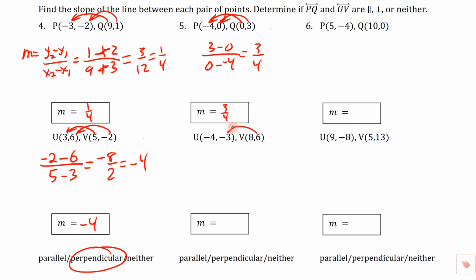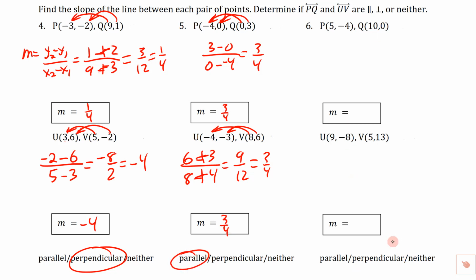And then again, y2 minus y1 over x2 minus x1. So 6 minus 3 and 8 minus 4. So this is going to be a plus, and that's going to be a plus. We get 9 on the top, we get 12 on the bottom, and lo and behold, that's going to simplify to 3/4. So because they're both exactly the same, those are parallel.